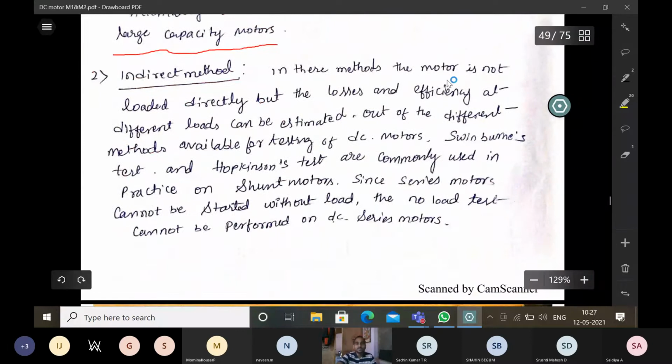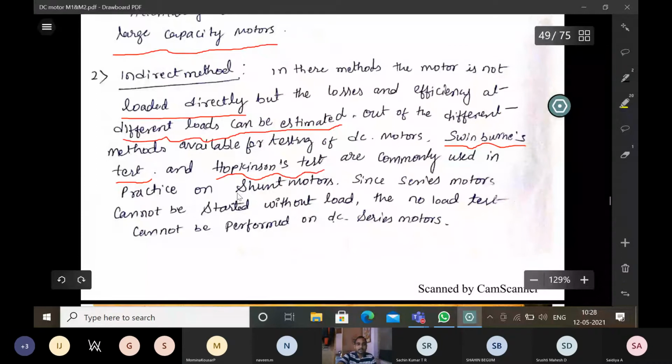So in this method, the motor is not loaded directly, but losses and efficiency at different loads can be estimated. That is, we can estimate for half load, full load, and so on. So the indirect method will be performed. Out of the different methods available for testing a DC motor, what are the indirect methods? One is Swinburne's test, and the second one is Hopkinson test. These are the commonly used indirect methods of testing in the DC machine.